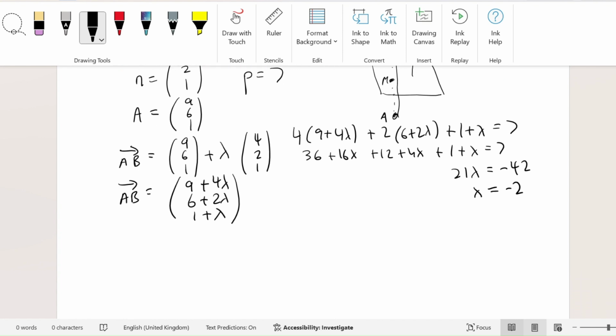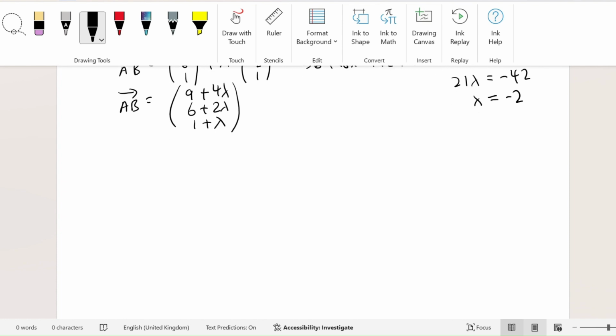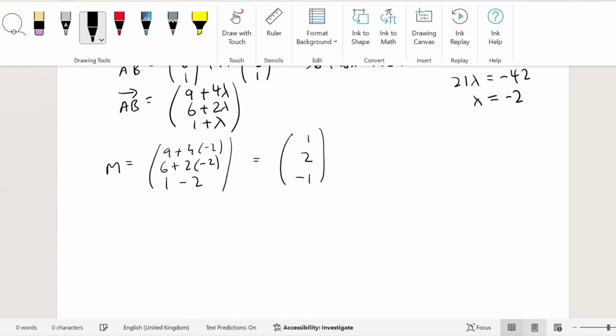And if I just move down, then we can find the point M, because M is equal to 9 plus 4 times minus 2, which is 9 minus 8, and that is equal to just 1. And we have 6 plus 2 times minus 2, and that's equal to 2. And then we have 1 minus 2, which is minus 1. Again, nice numbers, so we're probably right.